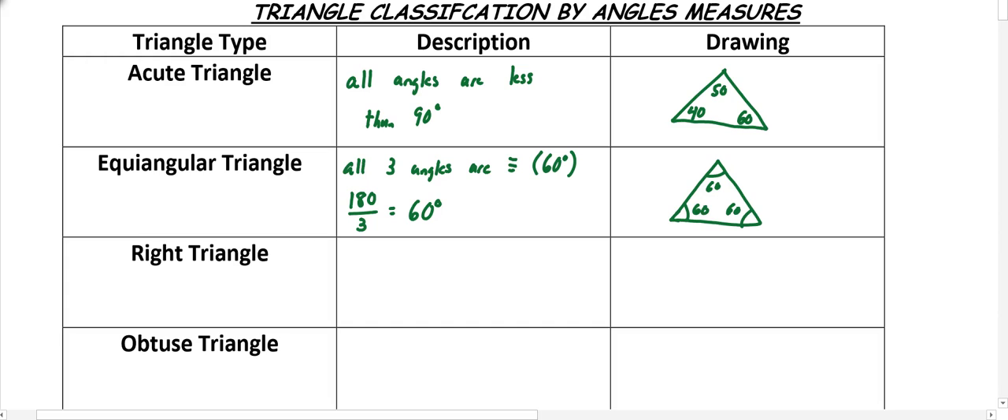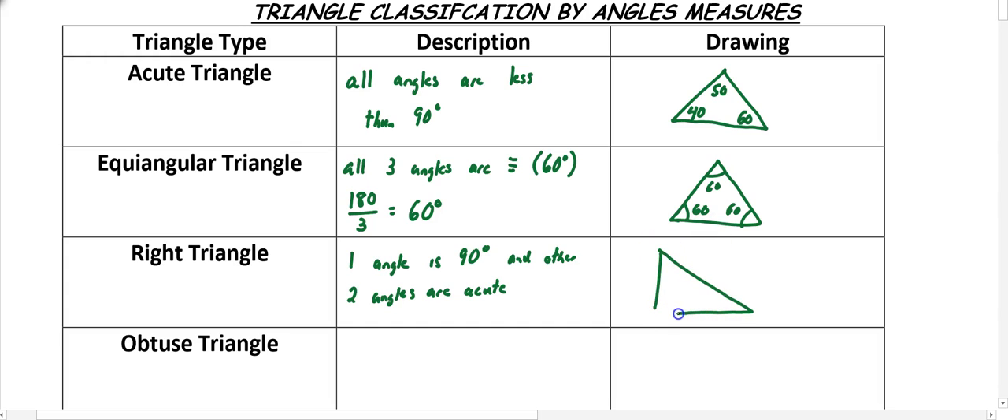In a right triangle, one angle is 90 degrees and the other two angles are acute. This must happen because if one angle is already 90 degrees, I can't have another angle that's 90 degrees or bigger, otherwise it won't make a triangle because it can only add up to 180 degrees. So in a right triangle, we have one right angle, and then we could have something like 40 degrees and 50 degrees.